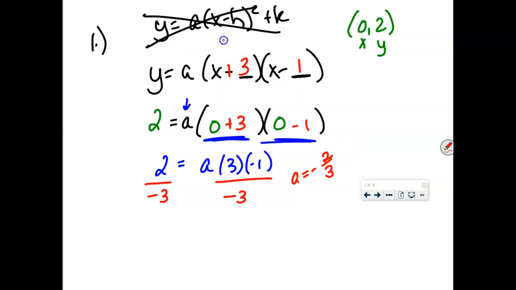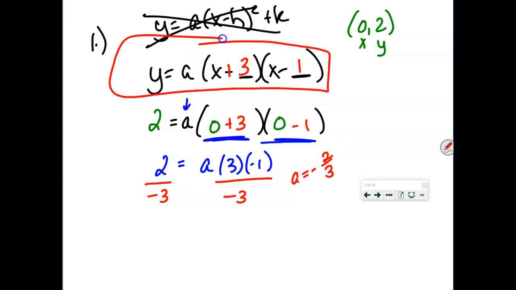So now I need to go back to this step right here and back it up and say, I know a is now a negative 2/3.